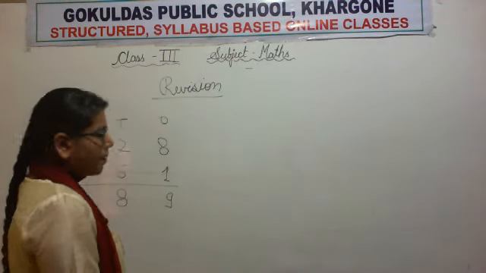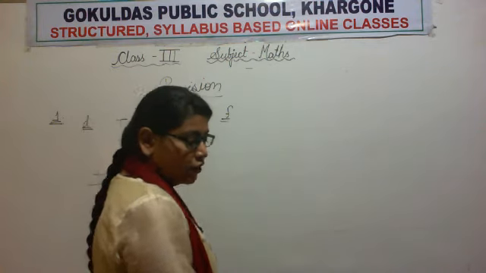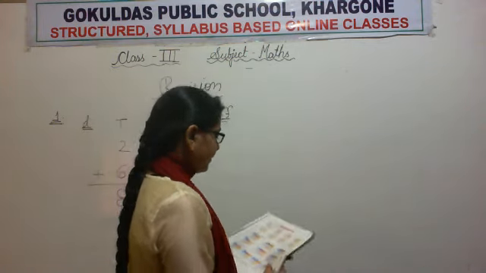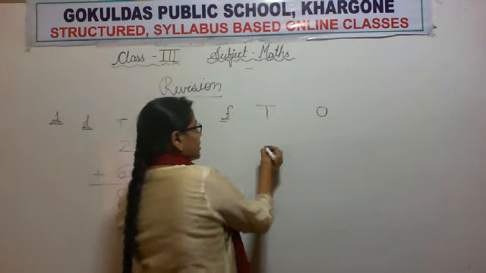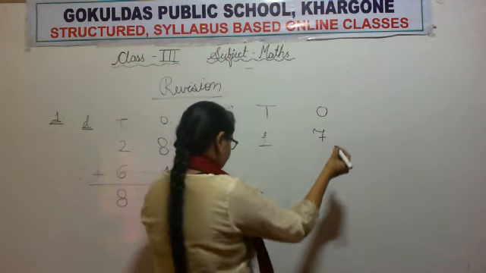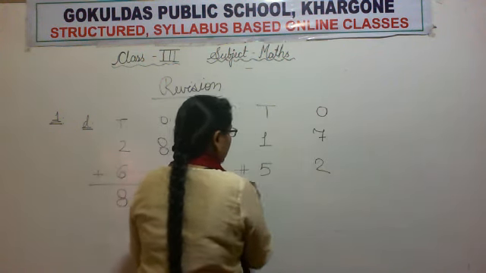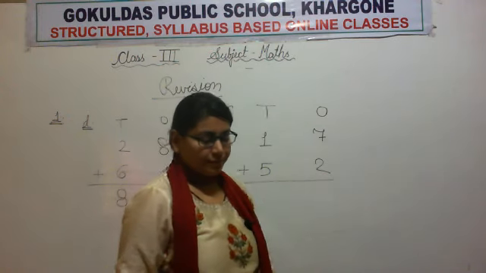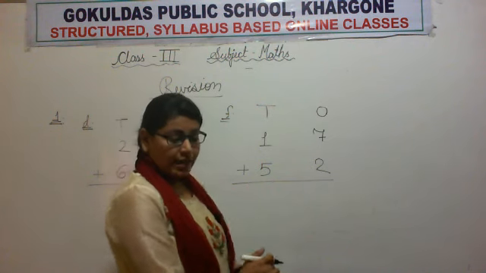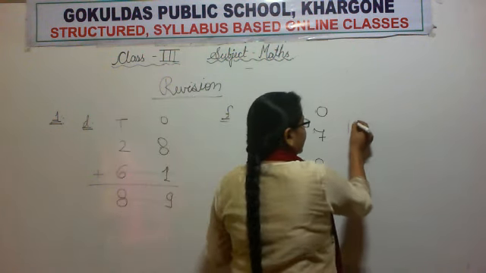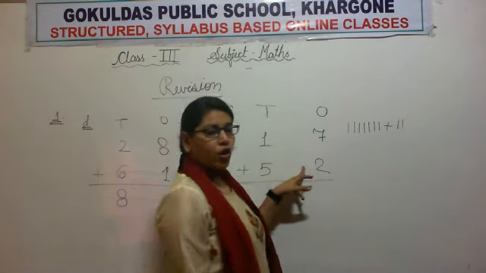Now part E I think you can do on your own. We'll do part F. First of all we will write tens and ones. The first number is 17 and the second addend is 52. So let's add. 5 is there. Sorry, 7 is there. So we will draw 7 sticks. And 2 is there, so we will draw 2 sticks.